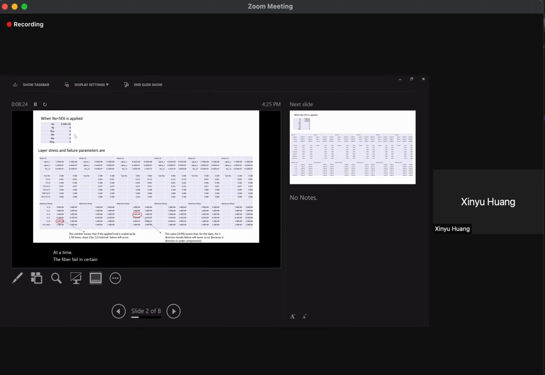Once the fiber fails in one direction, pulling failure, the whole laminate is considered failed. It doesn't matter which layer. Once the fiber cracks under tension in one direction, the whole laminate is considered failed. So you can carry out a sequence. So you basically use the code to predict the sequence.